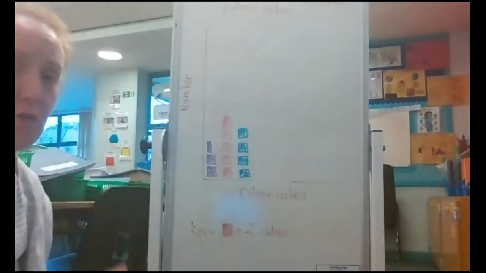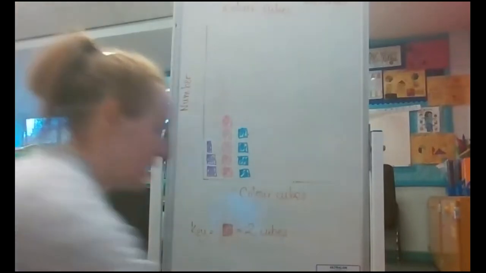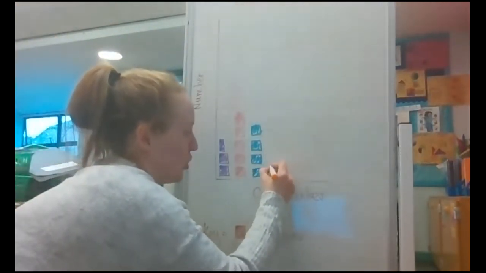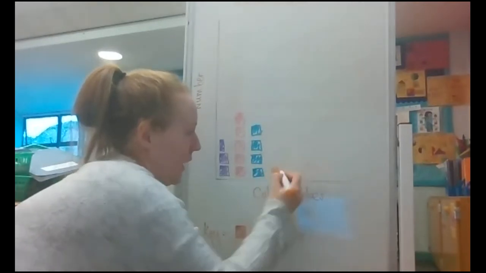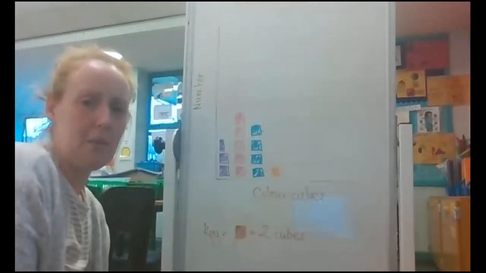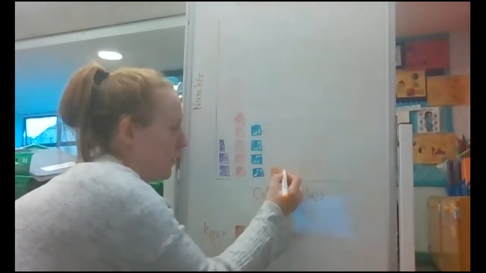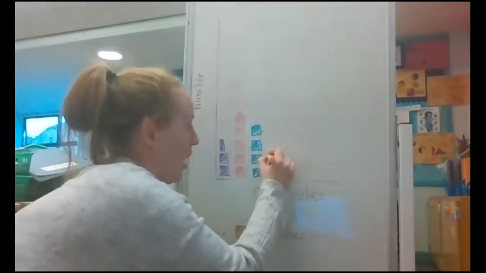My oranges, I've got 3 oranges, 3 orange cubes. So there's 2. And how do I show another 1? Can you remember how I show another 1? I can't draw a full cube. Well done, I draw half of a cube.